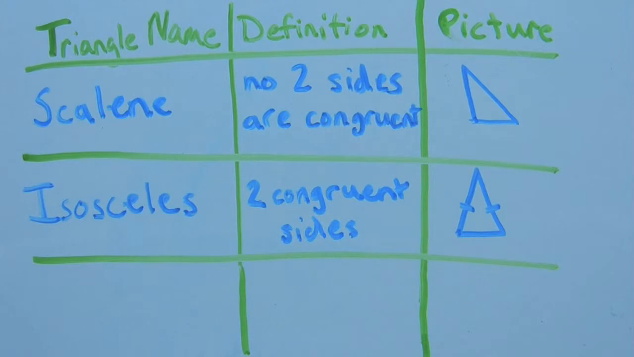Next we have isosceles, and an isosceles triangle has two congruent sides. As you can see in this picture, we have a base and then two sides that are congruent.